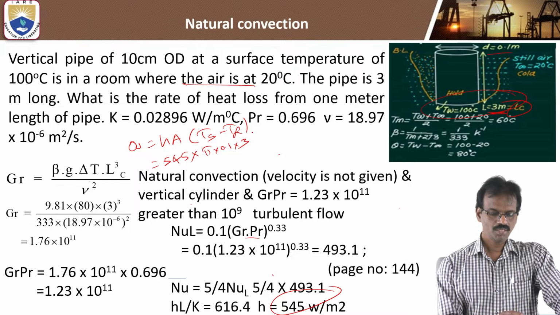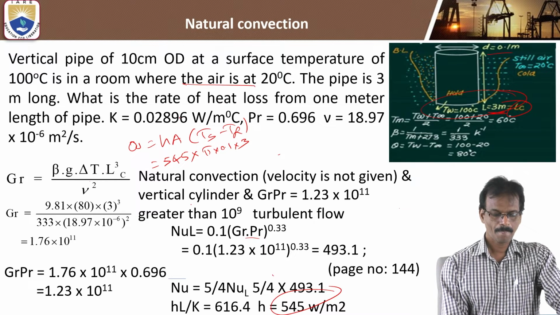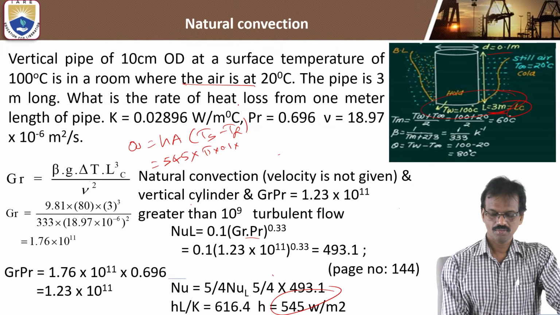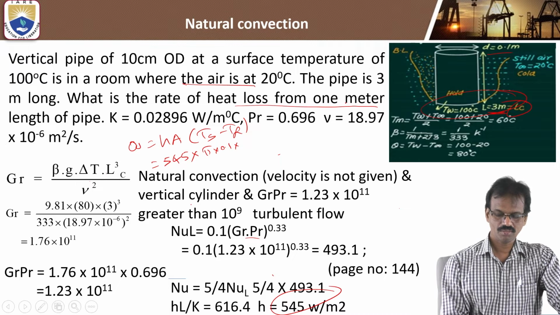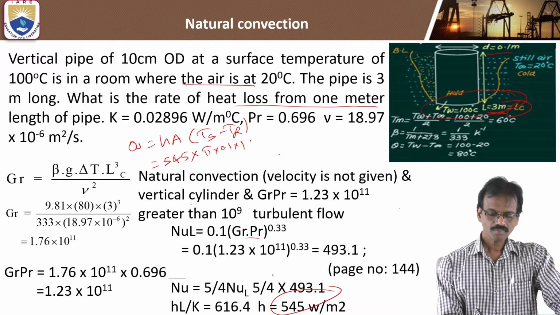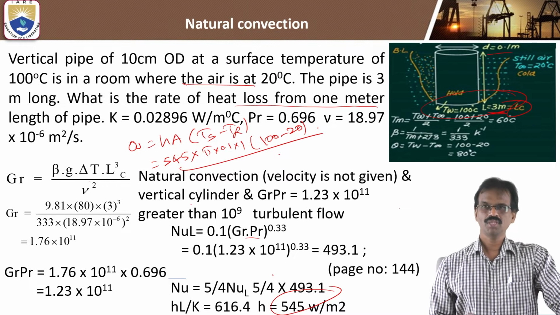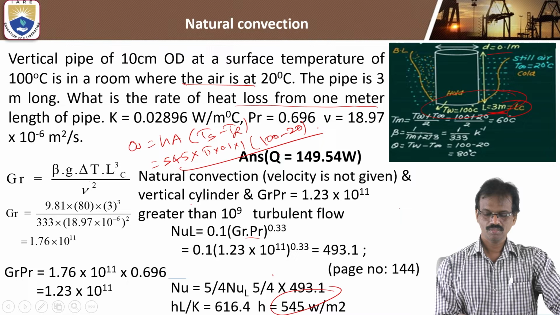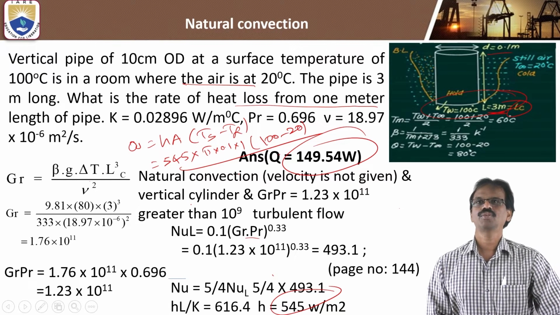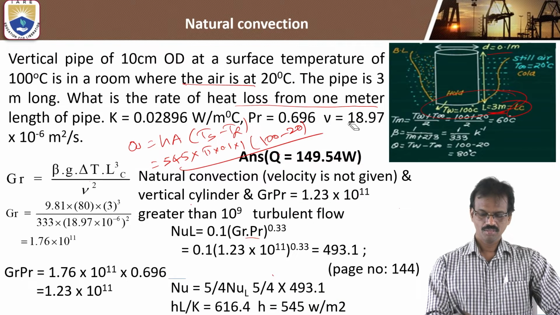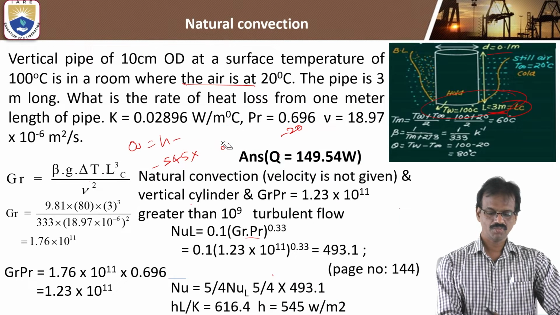Otherwise, we can find out for L equal to 1 meter length. Here it is heat loss from 1 meter length, so we can take 1. So into Ts, that is 100 minus 20. If you solve this, you will get the answer, that is 149.54 watts. So this way you can find out the rate of heat transfer in natural convection.